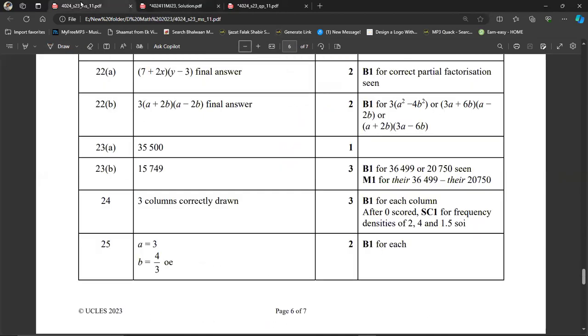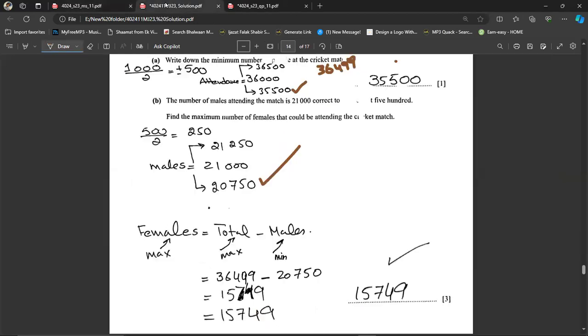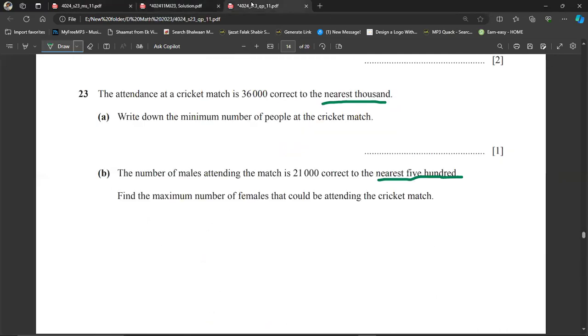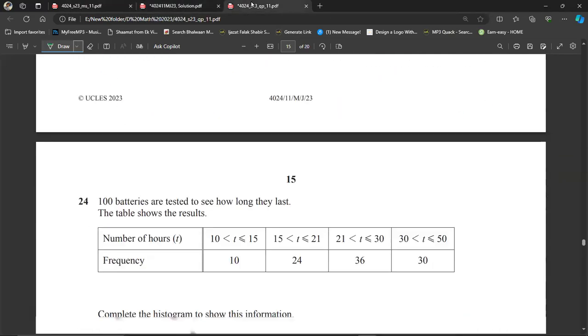Let me check the answer. Our answers are right. I hope you understand this issue. And then this maximum number was used here. It's very, very important. Hopefully you understand.